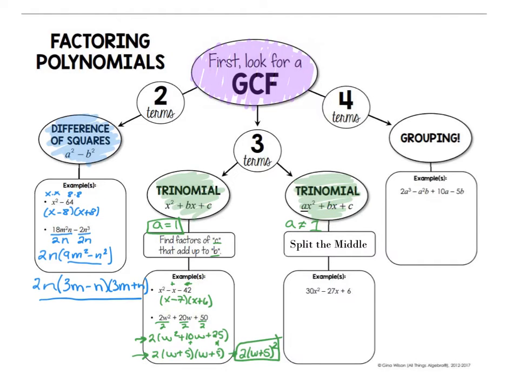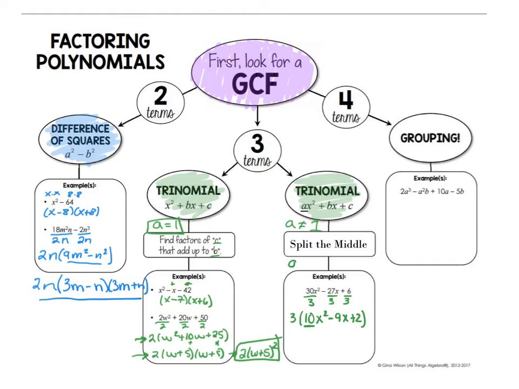Now, for when I have a trinomial where a doesn't equal 1, again, I still want to look back to my first step. So I still want to look for a GCF for this first example. If I think about 30, 27, and 6, well, 6 goes into 30, but it doesn't go into 27. So the next biggest number that divides all of these is 3. So I'm going to take out a GCF of 3, and I'm going to get 10x squared minus 9x plus 2. Now my a value is 10, and that is still not 1.